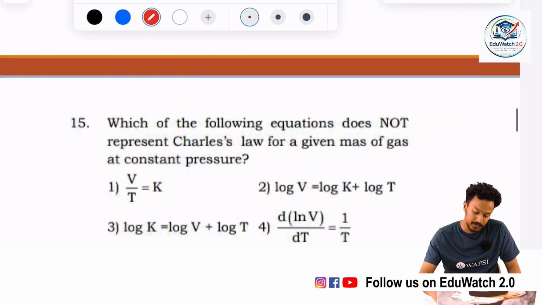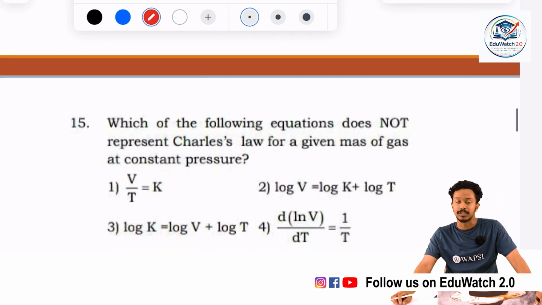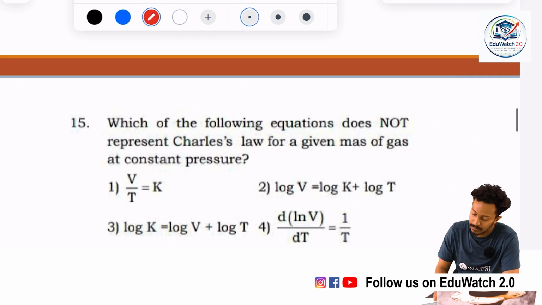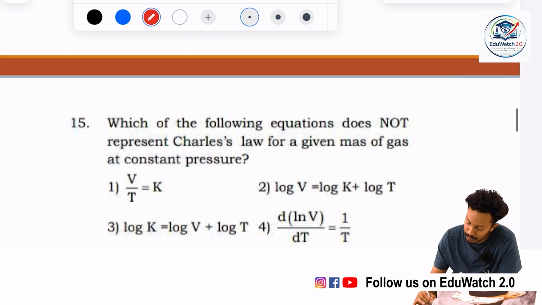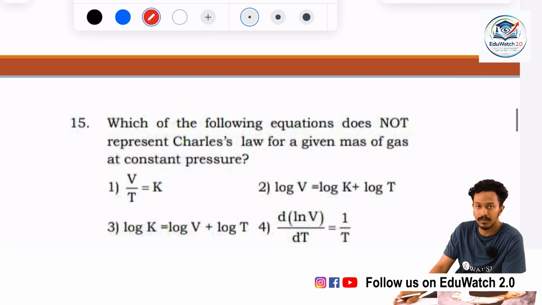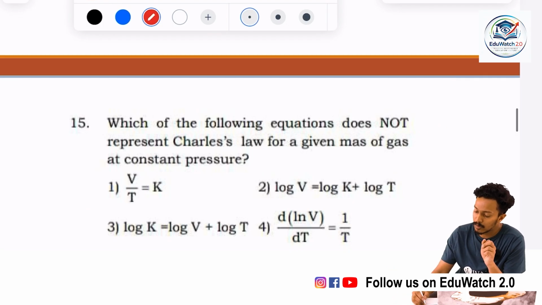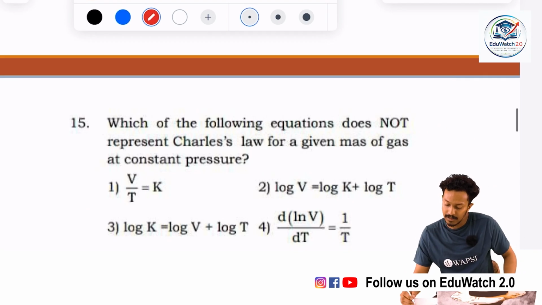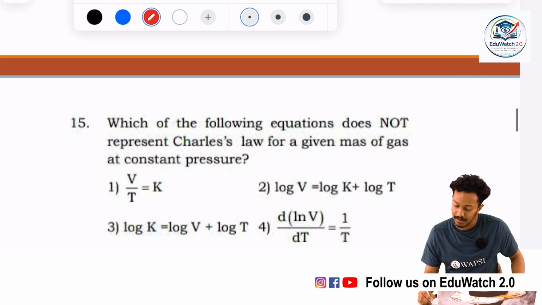Moving on to the next one. Which of the following equations does not represent Charles law for a given mass of a gas at constant pressure? What do you know about Charles law? Charles law states that at constant pressure, volume is directly proportional to temperature. This is Charles law. We could also write that V is equal to KT, where K is a constant.